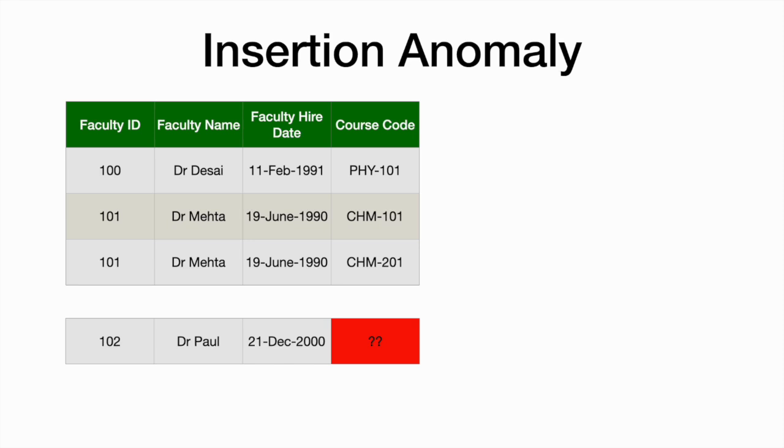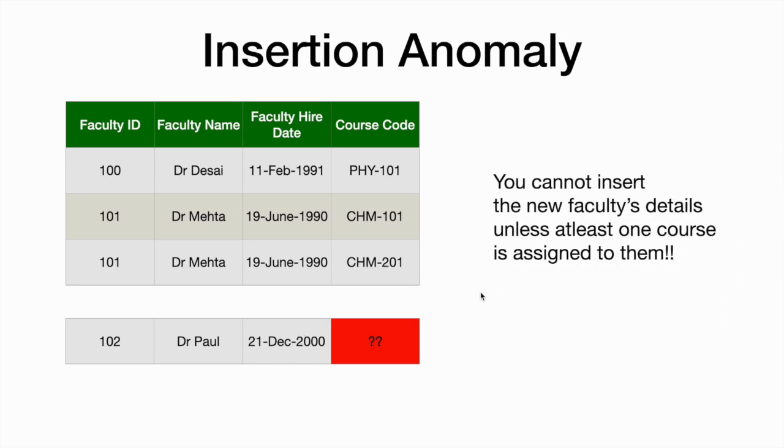So this is an example of insertion anomaly, where you don't have everything that you need. Ideally the course should be in a separate table altogether so that you could easily create faculty records, and then as time comes you could also create course records. So this was an example of insertion anomaly.